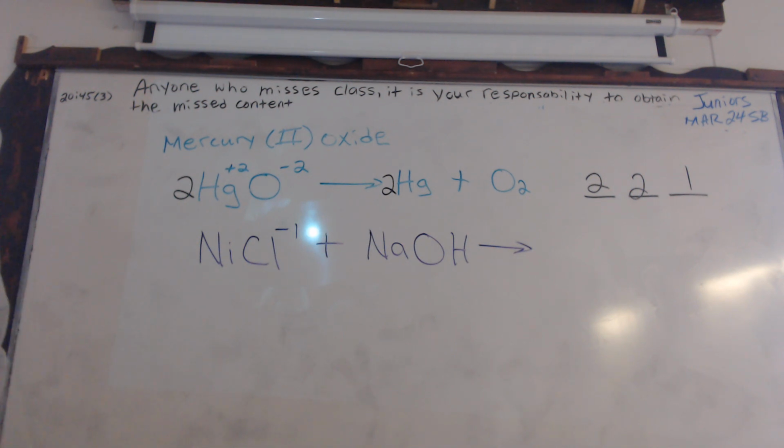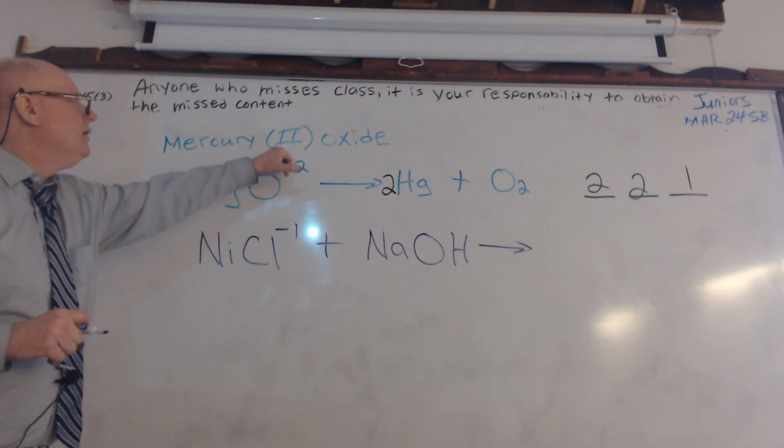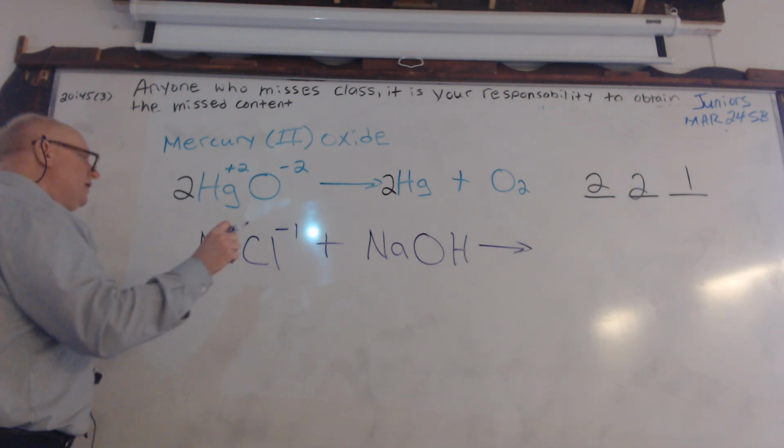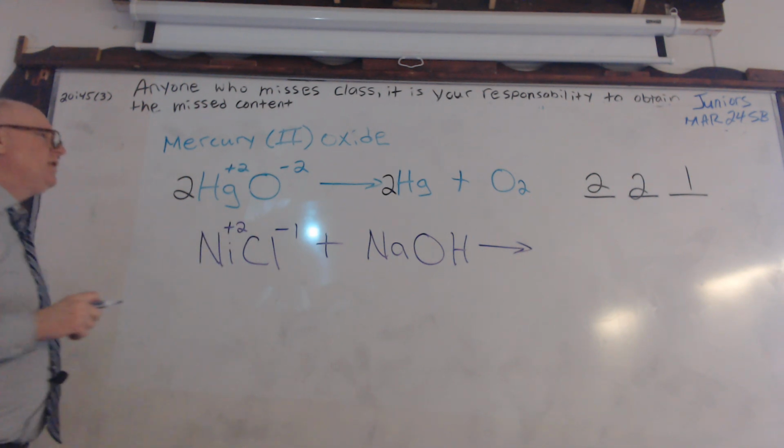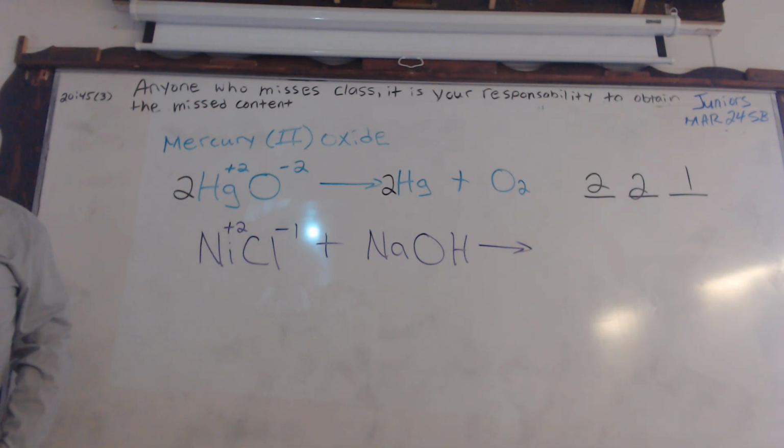Because the Roman numeral also has 2. This is mercury, I understand, but it says nickel 2 chloride. So that's +2. That doesn't add up to 0. So what would we need to do? Divide by 2. Divide into 2, your least common multiple.